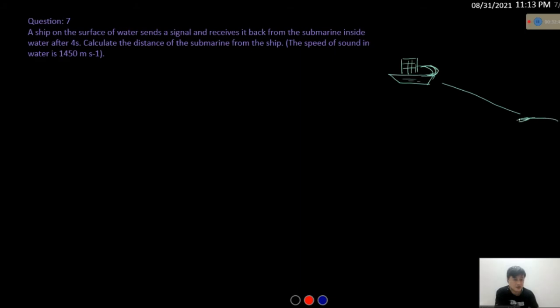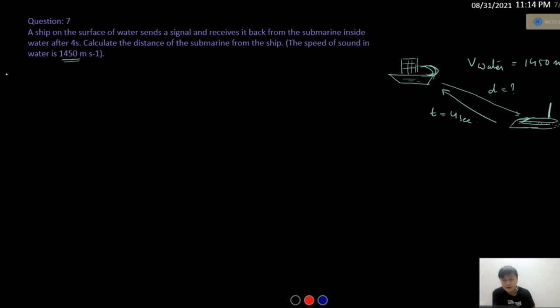Understood? Ghazi attack. You have seen the submarine, no? Submarine will be like this. I don't know how it looks. I'm very good in drawing. So from here it will send a signal. What is the distance we have to find out, where the velocity of sound in water is given. Earlier it was 1400, now it is 1450 meters per second. It is also different, so you have to concentrate on the given value. The signal will return back, and the time taken is 4 seconds.